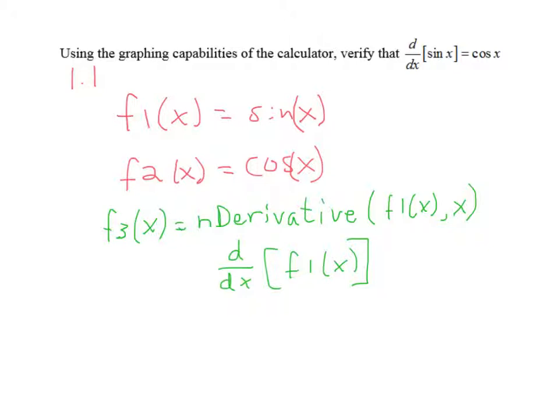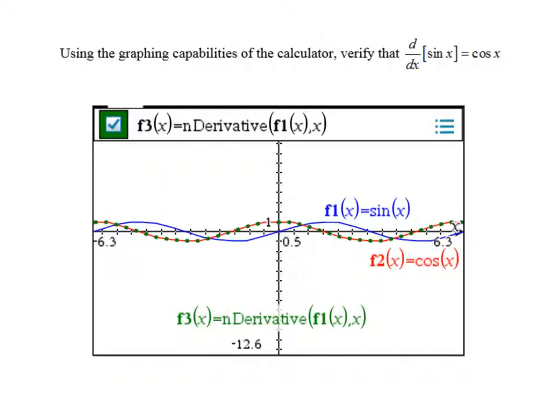So hit enter after that and see if the green graph actually matches your red graph for the derivative, your cosine graph. Here is what your screen should look like once you've entered the two functions in. And we can see that the derivative graph does appear to be matching up with the cosine graph. So we're pretty confident that cosine is the derivative of sine.